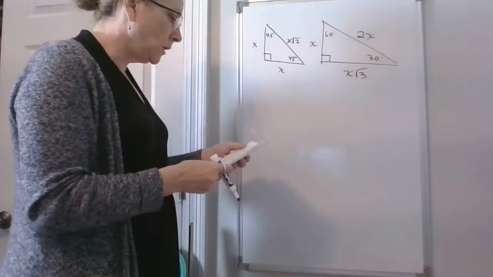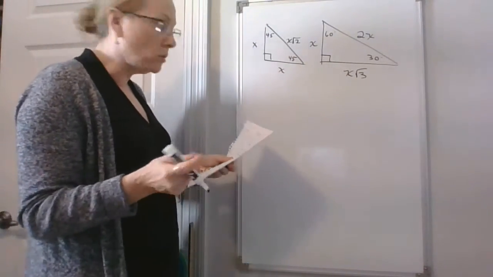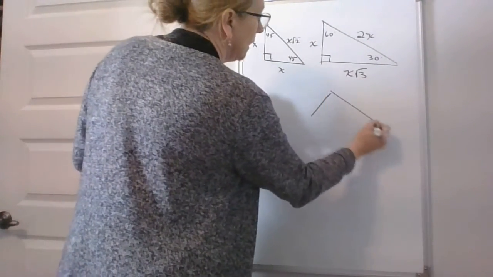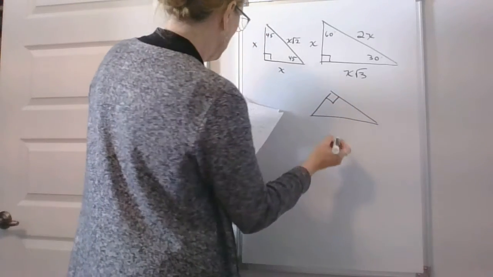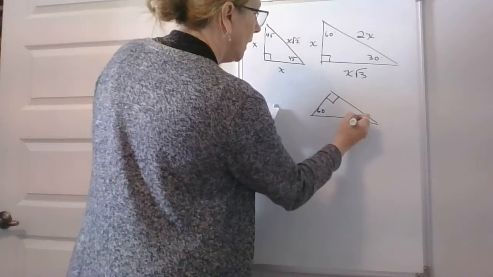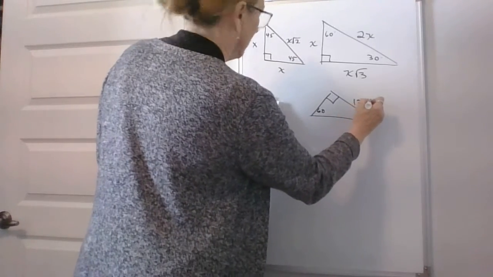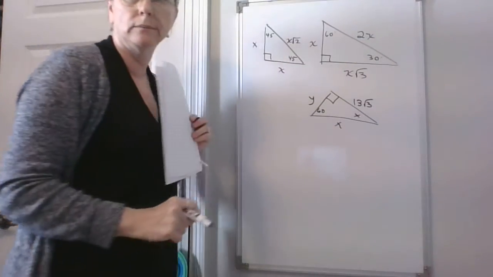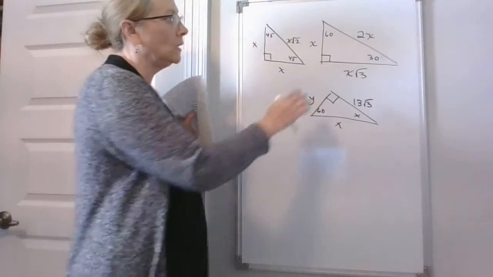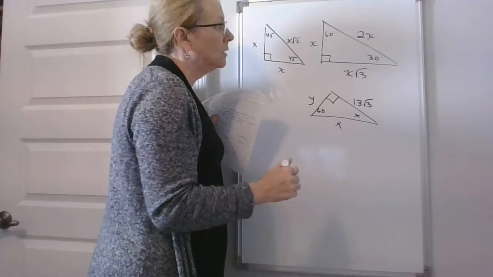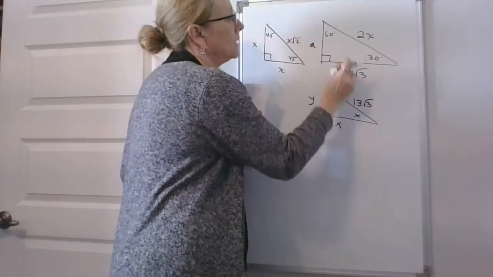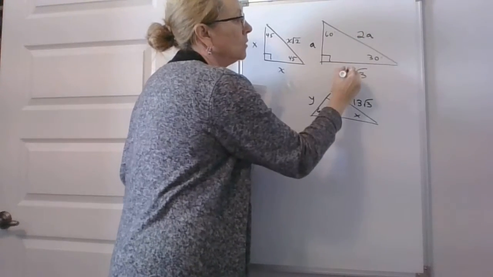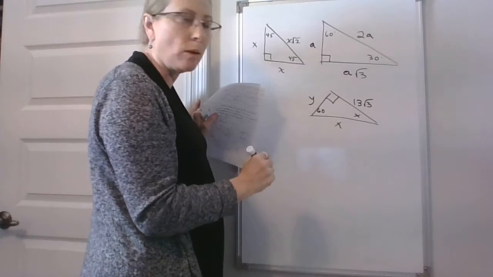So one of the problems I'm going to do from section 9.2's homework was this one. It is a 30, 60, 90. It looked like this. And it said, find x and y. Now, it may be confusing that the formulas have x's. So what I'm going to do is I'm going to go ahead and change these to a's so that you won't get those confused with the x in this particular problem.